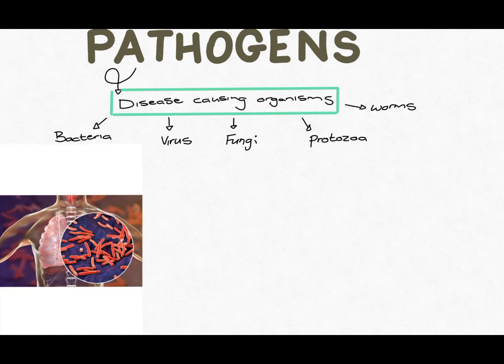Now, a good example of a pathogen that is bacterial is the TB or tuberculosis pathogen. Now, this is caused by a bacterium with the name Mycobacterium tuberculosis. It most commonly affects the lungs, but can also affect other parts of the body like the kidney, the spine, or the brain. Then we have viruses, and a good example is HIV or AIDS.